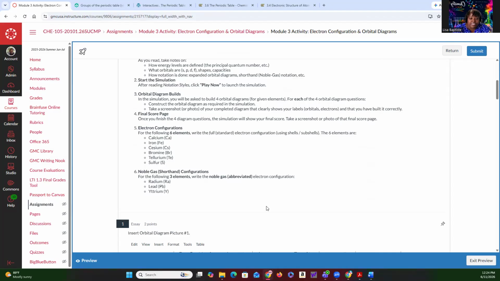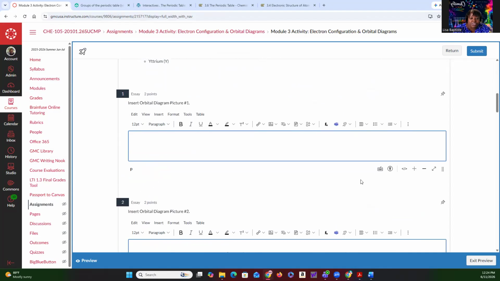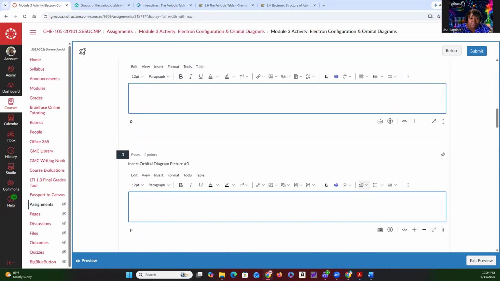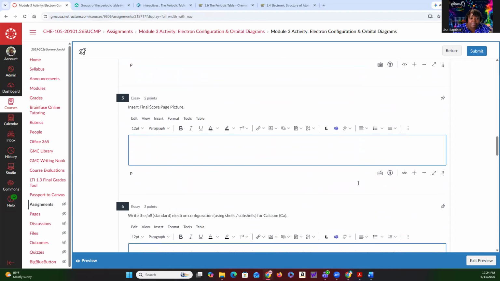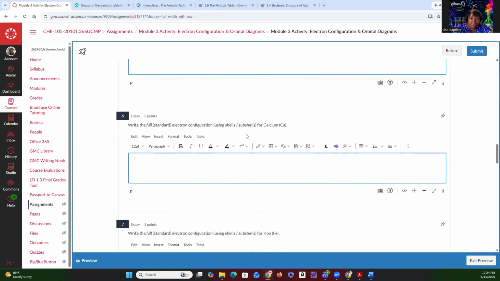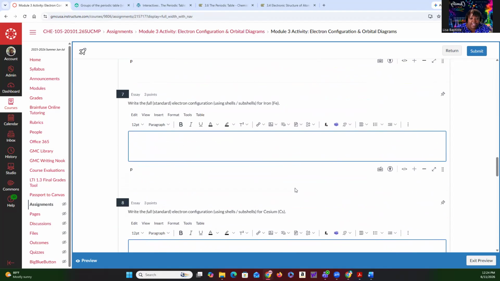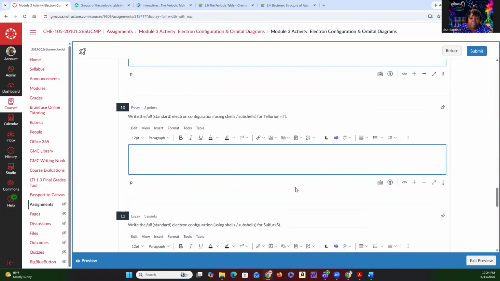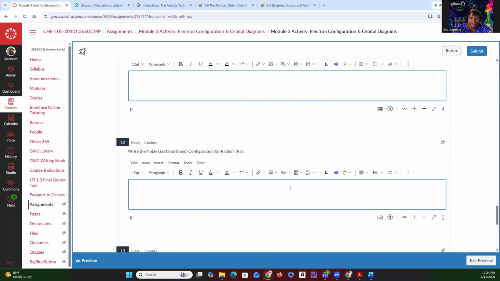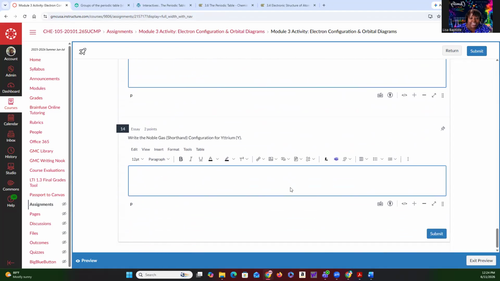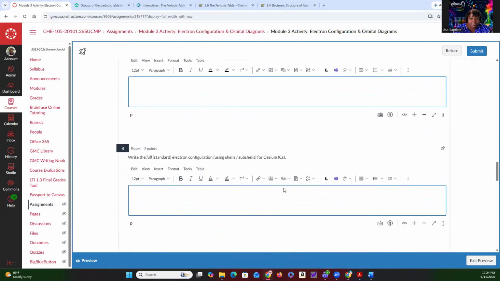The electron configurations for the following 6 elements. Write a full standard electron configuration and then the noble gas shorthand. So here you're going to insert your pictures for the 4 diagrams and your final score. And then you're going to write out the full electron configuration for calcium, iron, cesium, bromine, tellurium, and then sulfur. And then you're going to do the noble gas or shorthand configuration for radium, lead, and yttrium. All right.